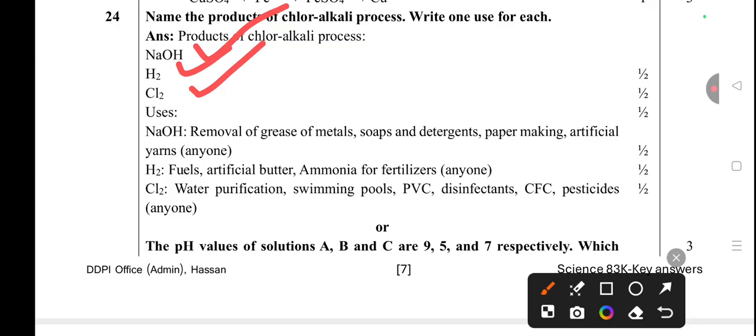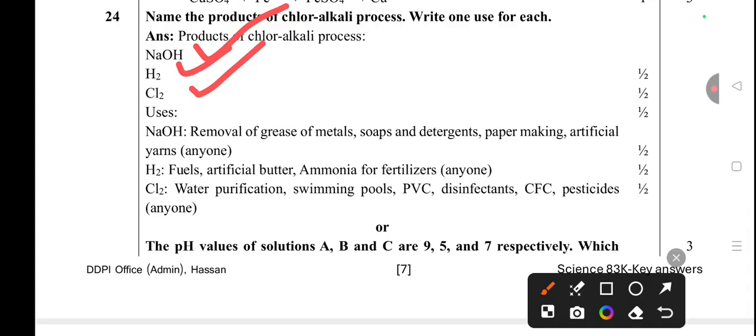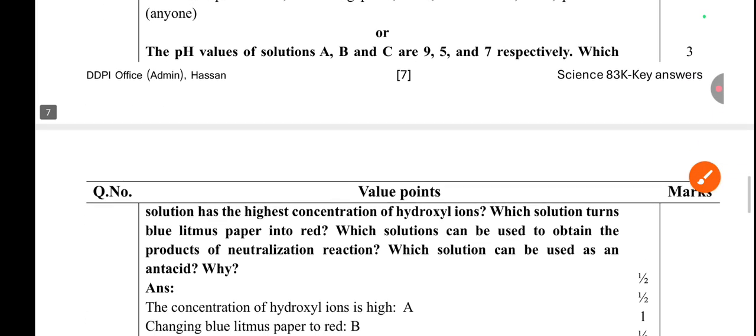To prepare artificial butter, we use hydrogen. Ammonia fertilizers, urea, and other things, to prepare those we use hydrogen. Then chlorine is used in the purification of water, and it is also used to clean swimming pools and to prepare polyvinyl chloride, PVC. It is used as a disinfectant. Then to prepare CFC, chlorofluorocarbon, and a lot of pesticides we use chlorine. Then for this question they asked another one R type question.